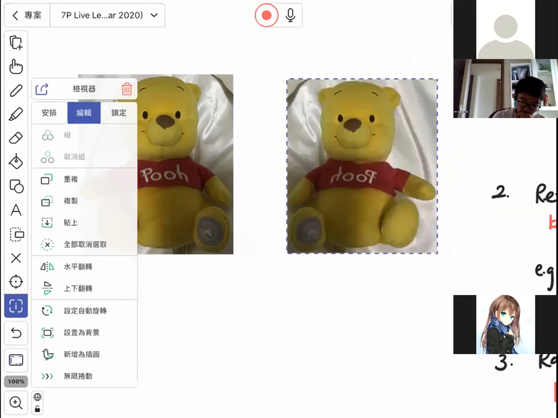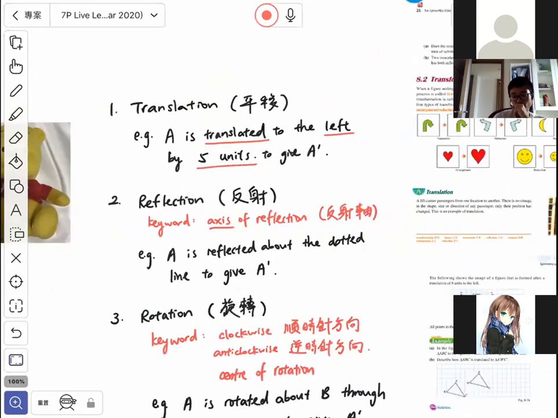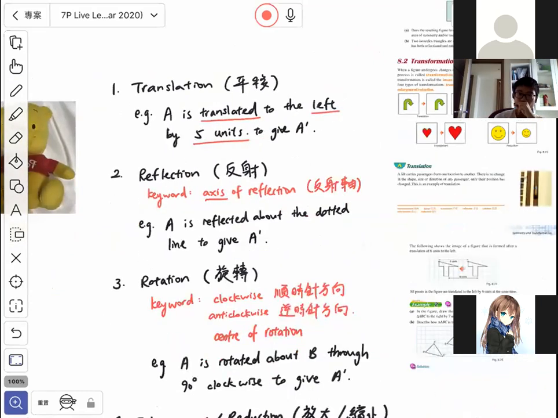Right. So these are all the things that we are going to learn in this lesson, and there is not much math behind. You only need to imagine what the final image will be. I think the most difficult part would be 3, rotation.